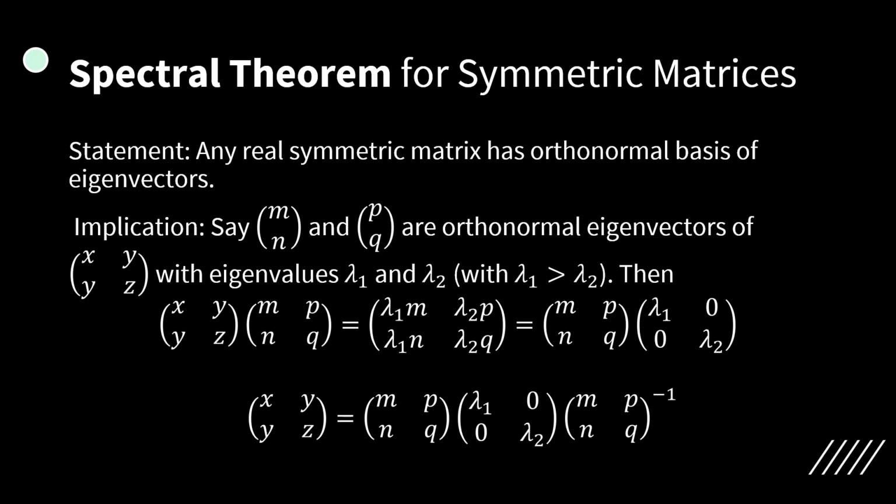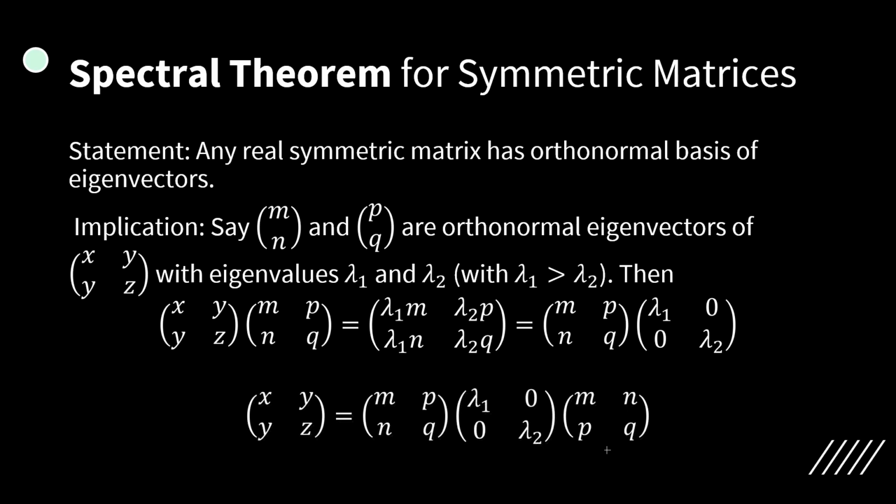I haven't explained what orthonormal matrices are, but I'm going to explain a little later. For the moment, I'll just say that orthonormal matrices are matrices such that the inverse is the same as its transpose. So if you take this matrix and transpose it, this becomes the inverse.